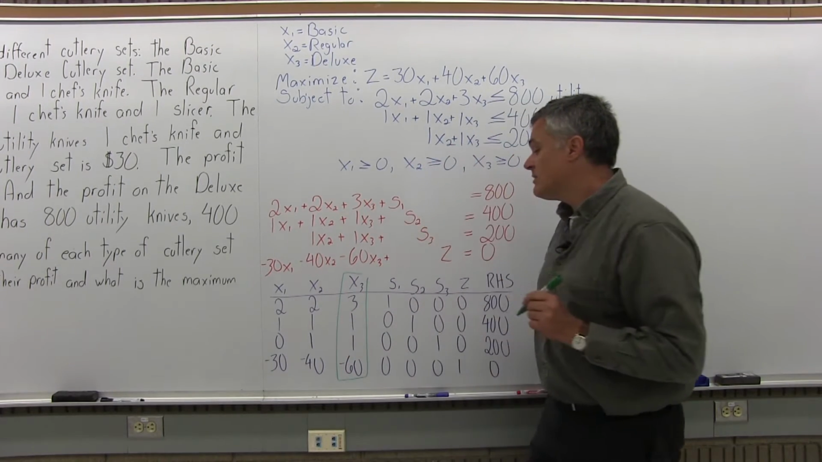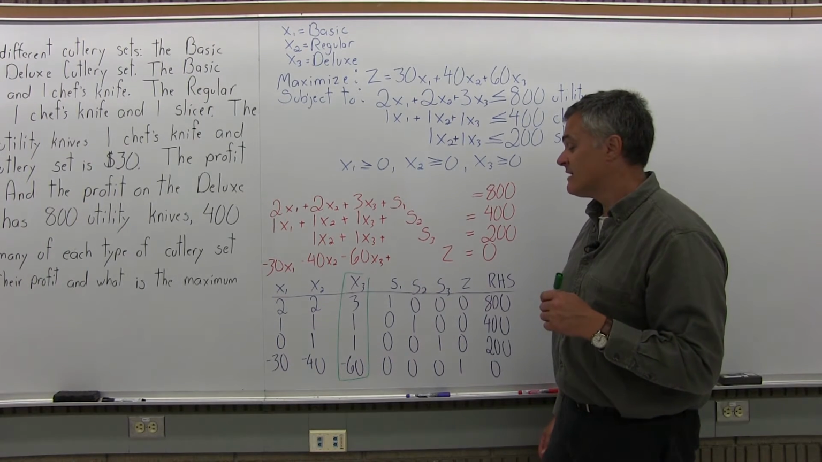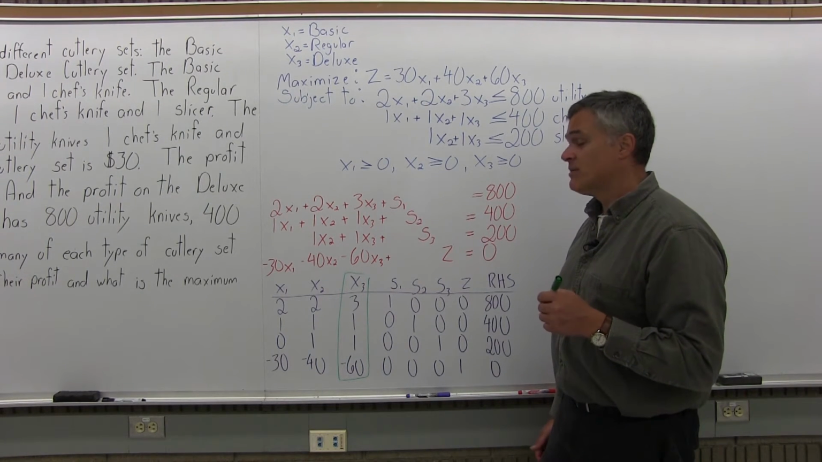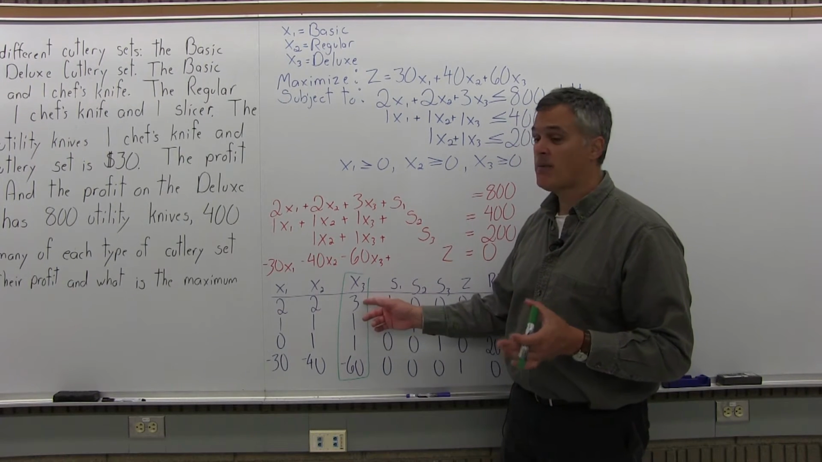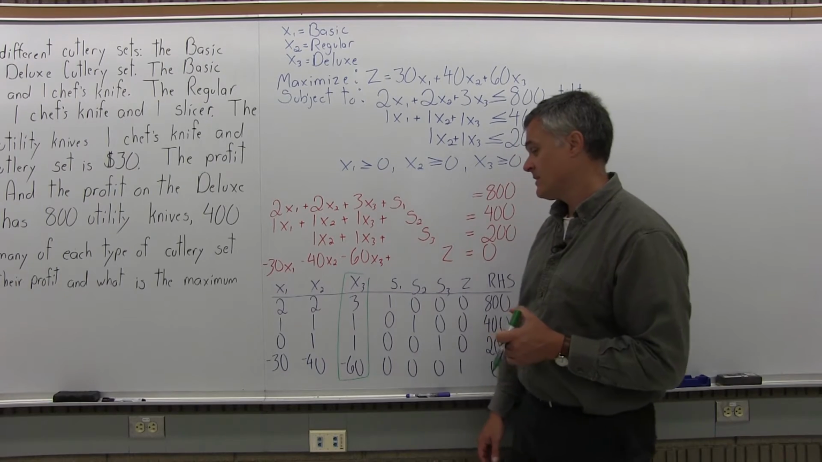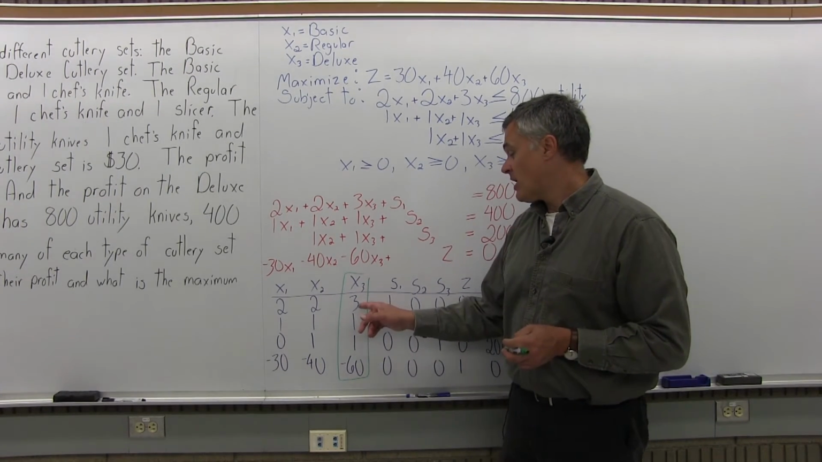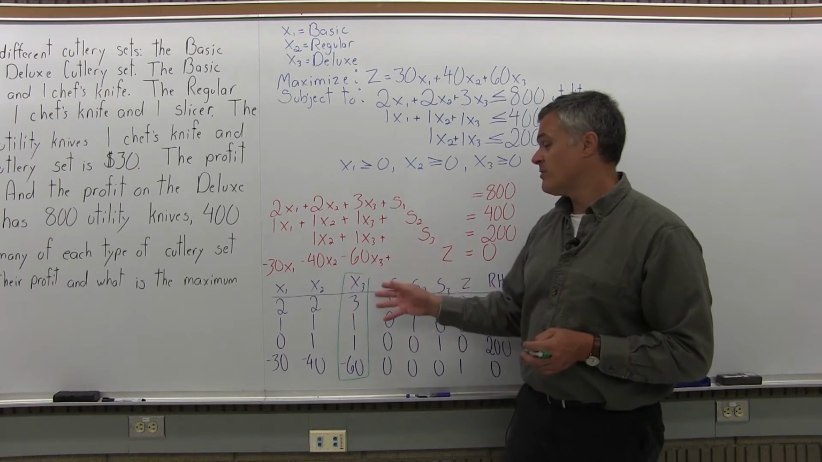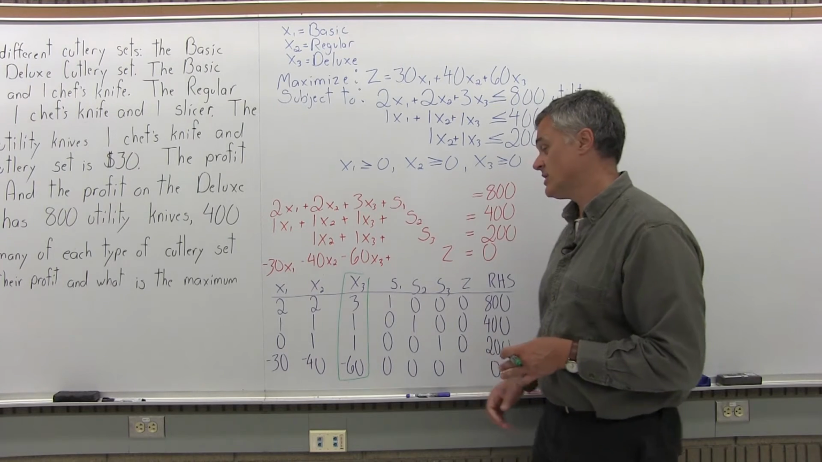So in the X3 column, there's a 3 in the top position, a 1 below that, another 1 below that, and the negative 60 in the bottom. So the pivot cannot be the negative 60. Pivots can never be negative. So it's either the 3 in the top or one of the ones below it. Which one is it? What we're going to do is examine our ratios of right-hand side value over pivot column value for the X3 column, find the smallest positive ratio.